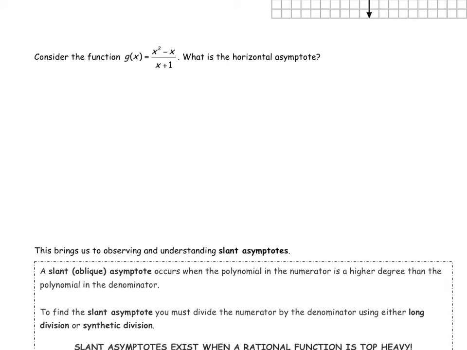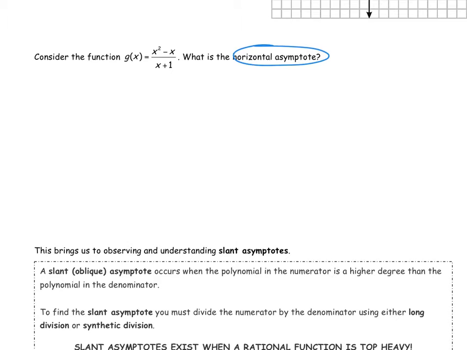So we are going to now talk about slant asymptotes. So that's going to be today's lesson. First, I just want you guys to look on page 11, the bottom of the page. It says consider the function g of x, which is x squared minus x over x plus 1. And I ask, what is the horizontal asymptote?